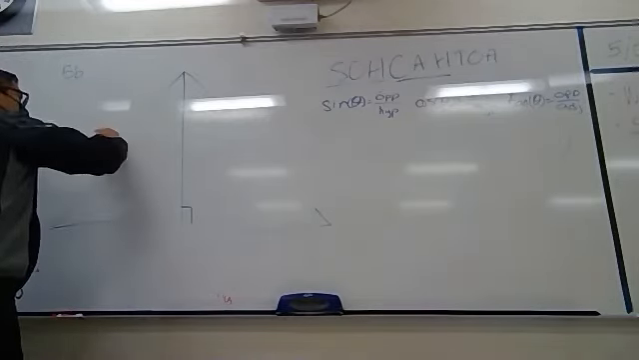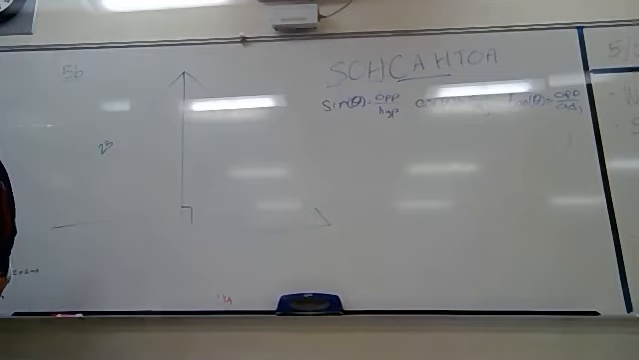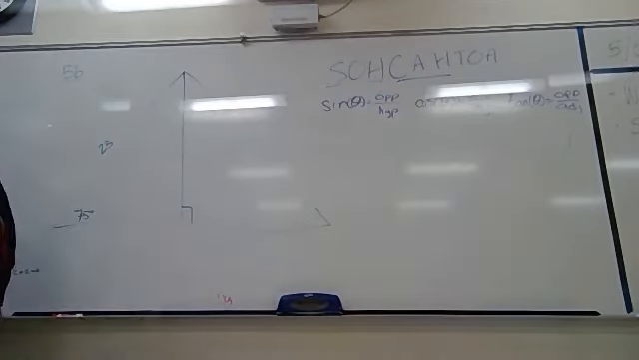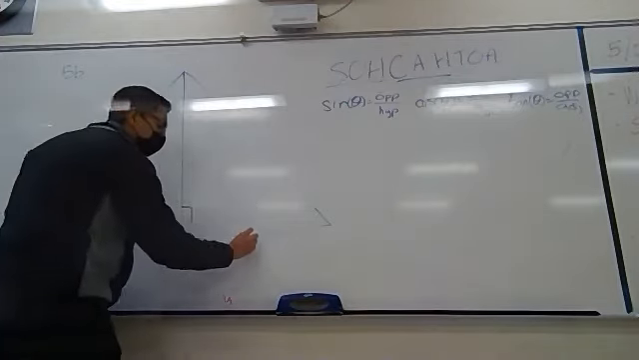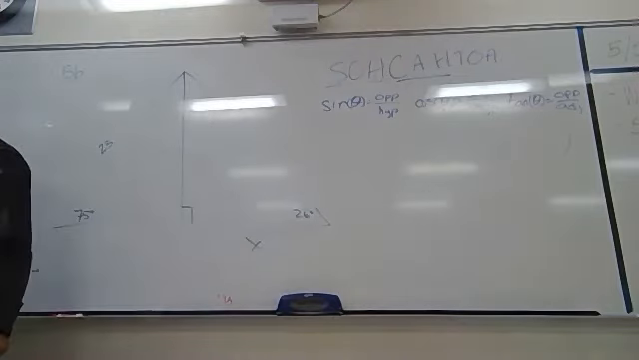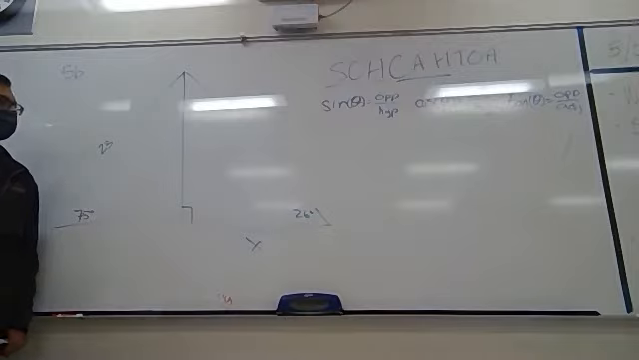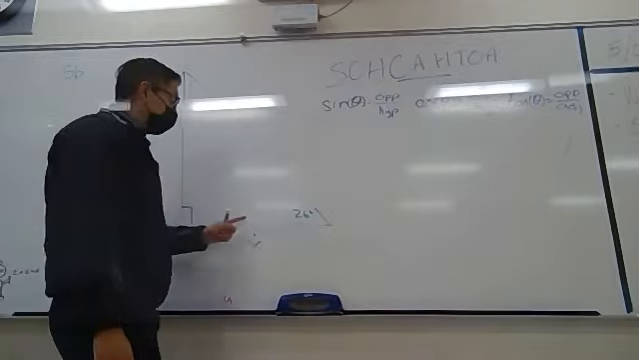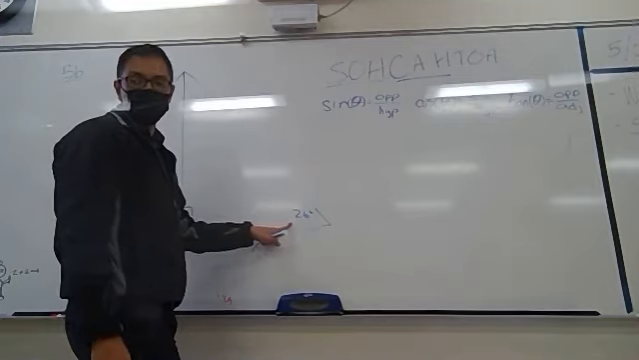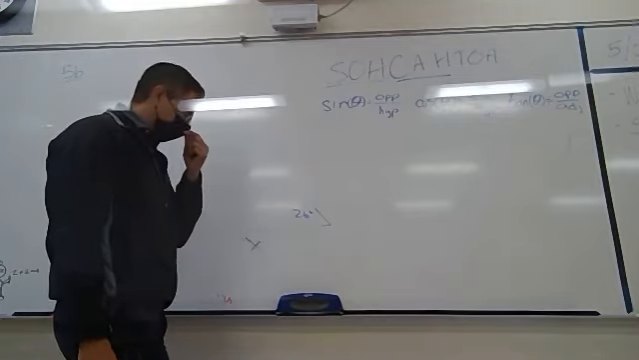23, 75 degrees, X and 76 degrees. Okay, so the goal here is to solve for X. But if I look at the triangle on the left-hand side, I have an angle, that's it. It doesn't help me solve for X. I need to know at least one more side in order to solve for X.